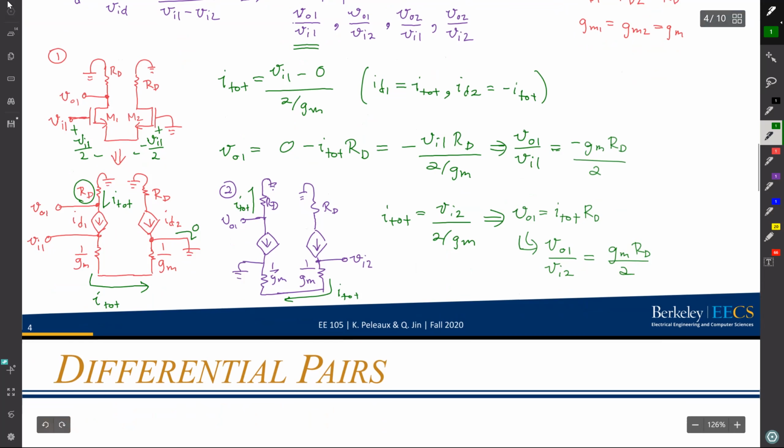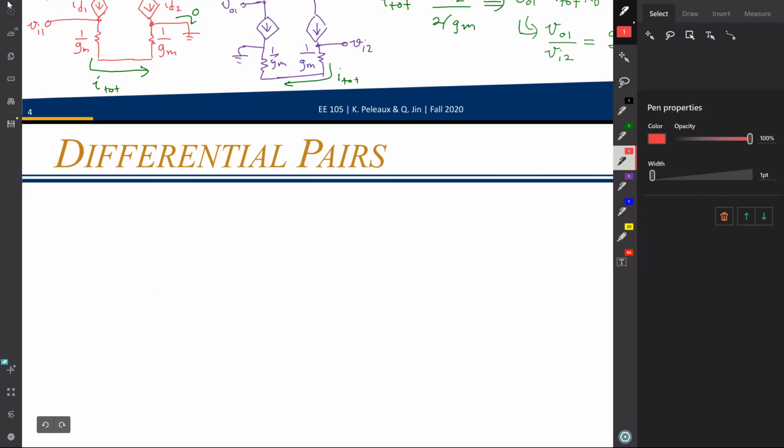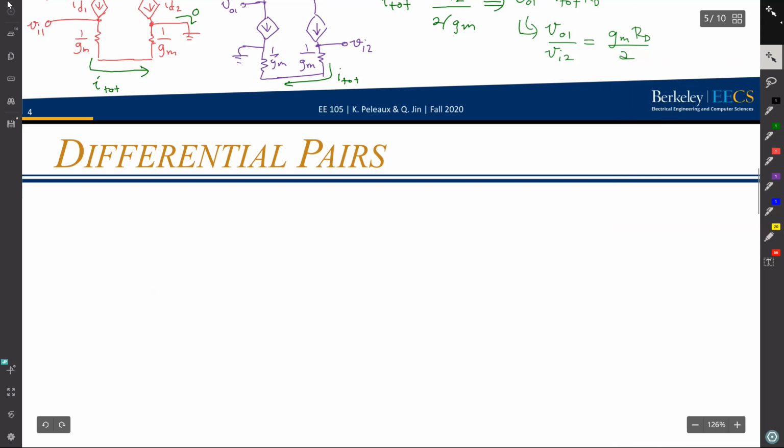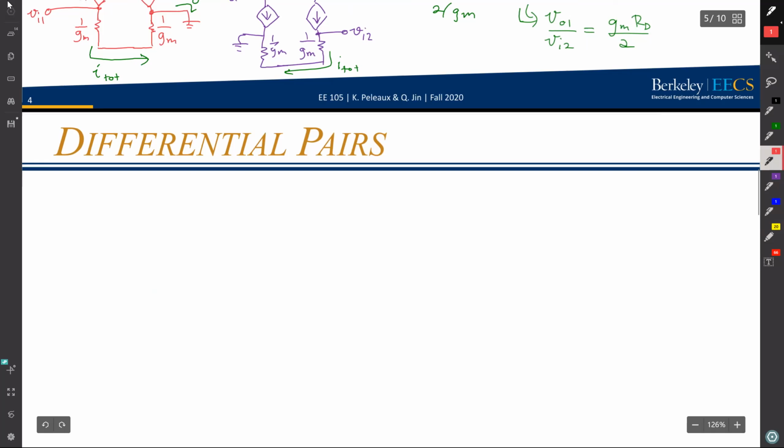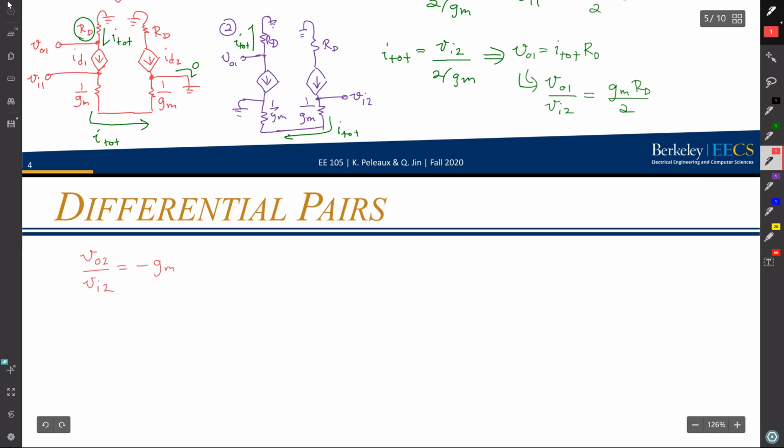So the last thing to do is basically repeat what we did, but to now look at VO2. I'm going to skip the math here because it's really the same exact thing. But we know that VO2 over VI2 is again going to be an inverting gain like we had for VO1 divided by VI1. It's going to be negative GM times RD over 2. Similarly, VO2 over VI1 will have the same magnitude, but with positive gain, GM RD over 2.